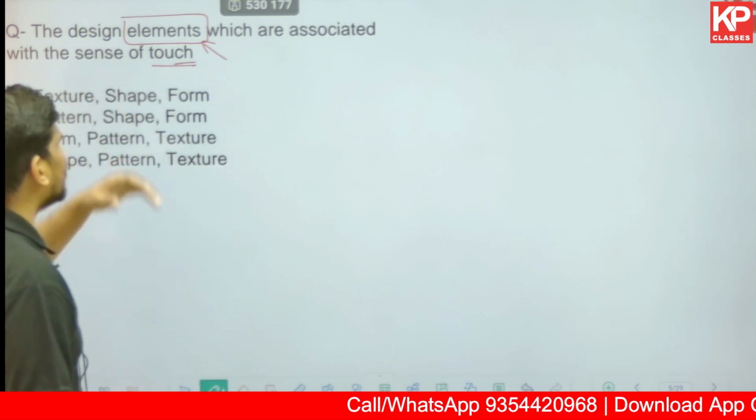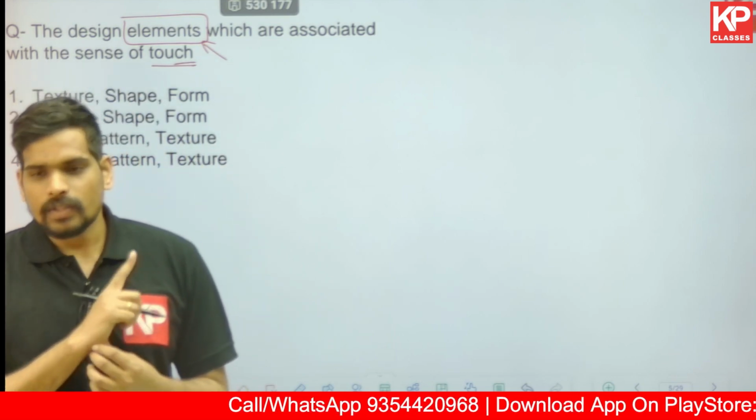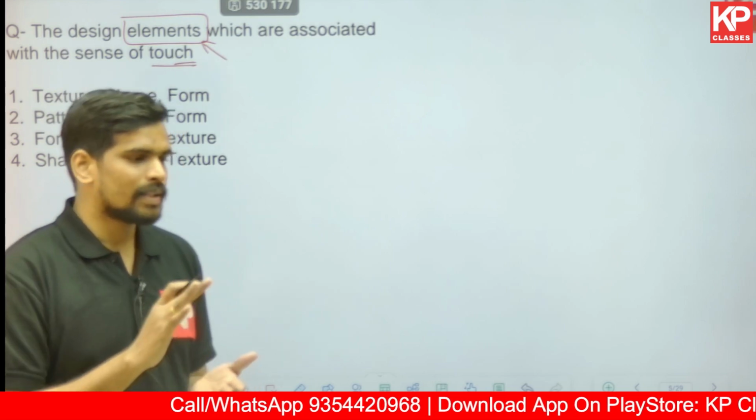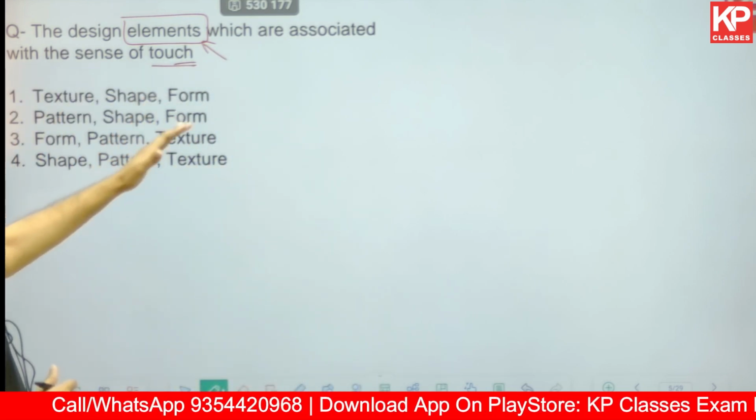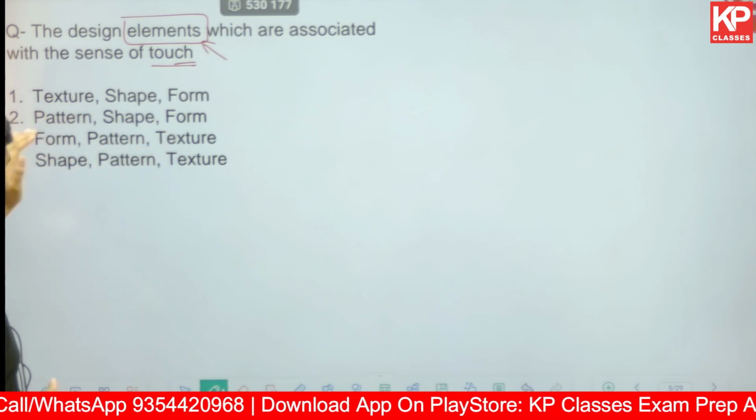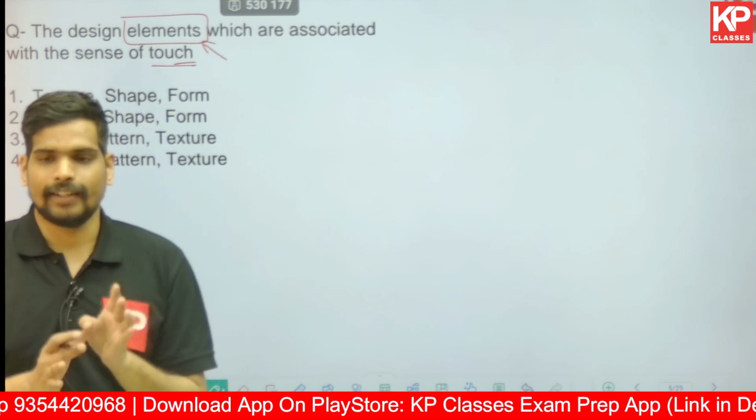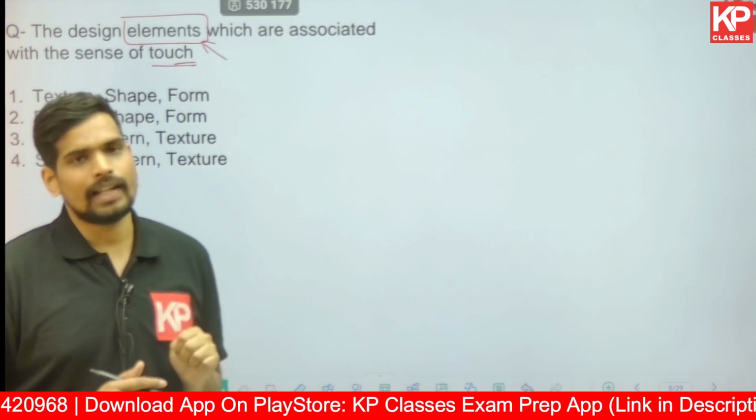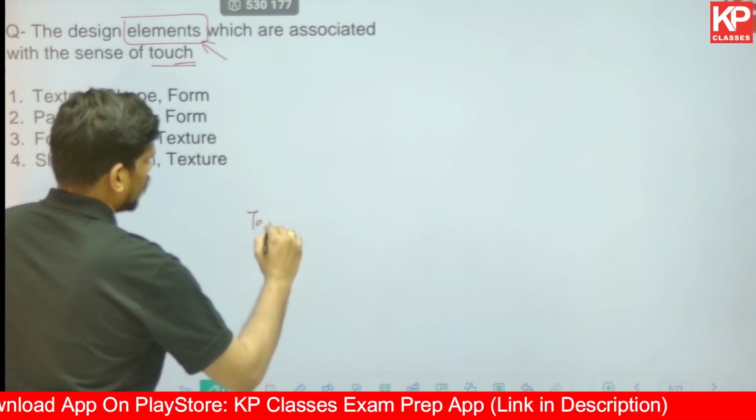That's a basic understanding. However, this question is asking about the elements which are associated with the sense of touch, elements which you can understand by touch. That's the question. The options are texture, shape, form, pattern. So if you look into the options, you can clearly understand that they're talking about four elements. They're talking about texture.